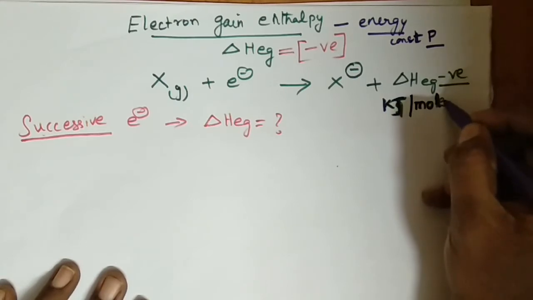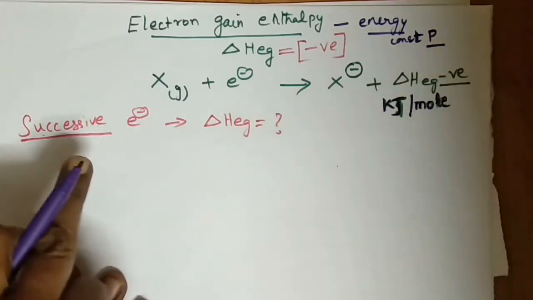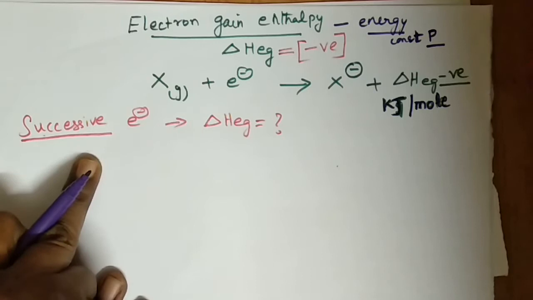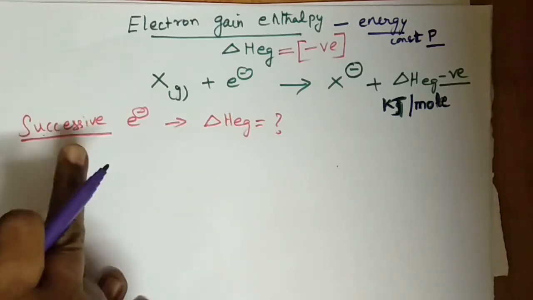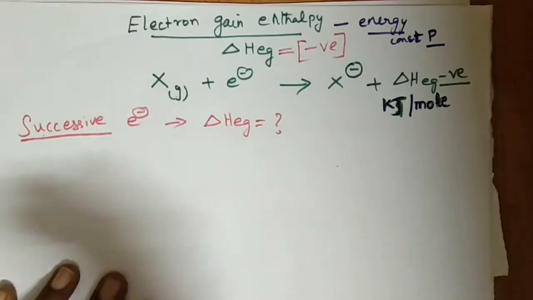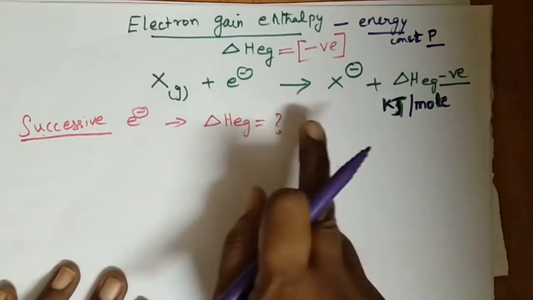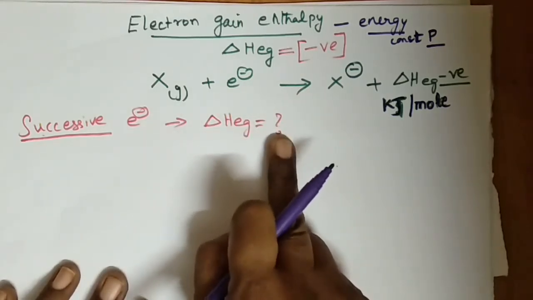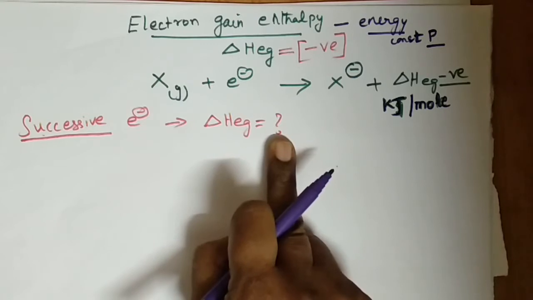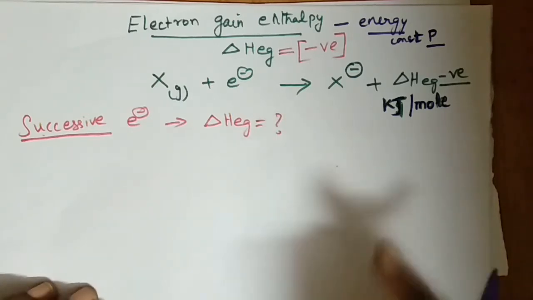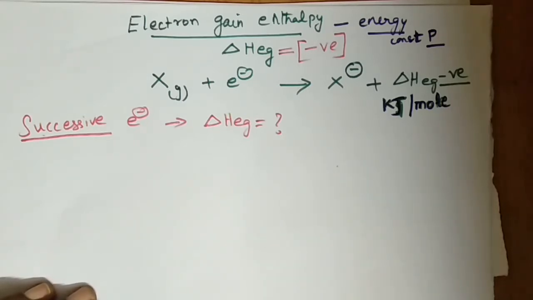Now what happens when you take one more electron, that is, when it gains successive electrons? What would be the value? That is what we are going to see in this video. Usually we say ionization energy 1, ionization energy 2. Here it is going to be electron gain enthalpy 1, 2 and so on. First of all, you need to know what this means.